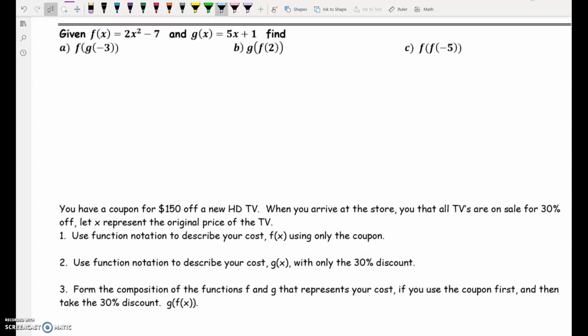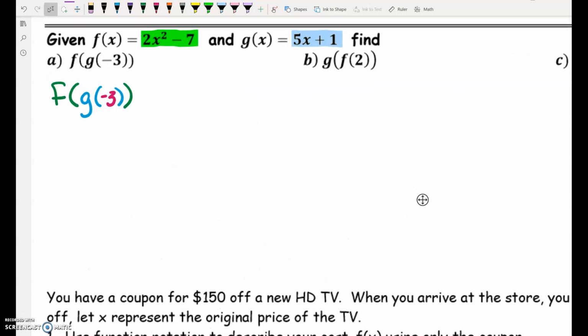Next, we're going to evaluate with composition of functions. So our f function is 2x squared minus 7. Our g function is 5x plus 1. f of g of -3 means that we're going to start in the middle with that -3. We're going to plug -3 into the g function and see what answer we get. And then we'll put that answer into the f function. So start in the very center.